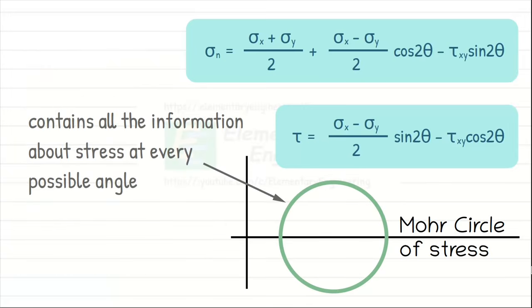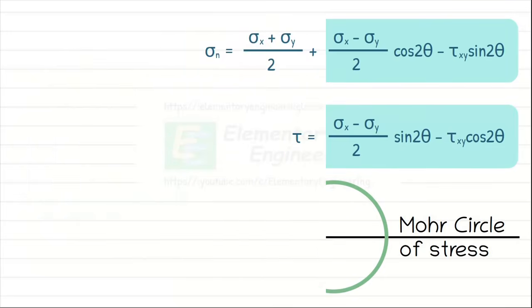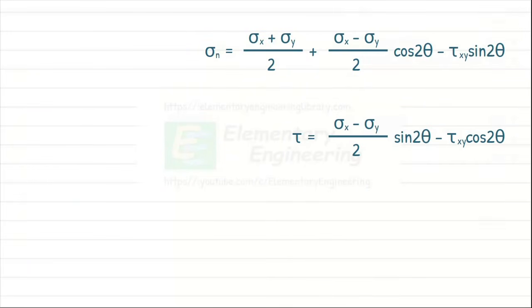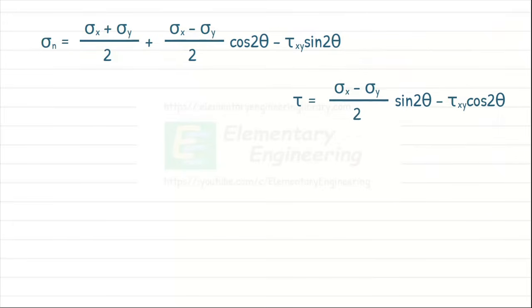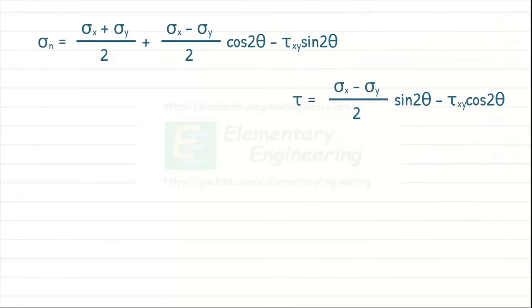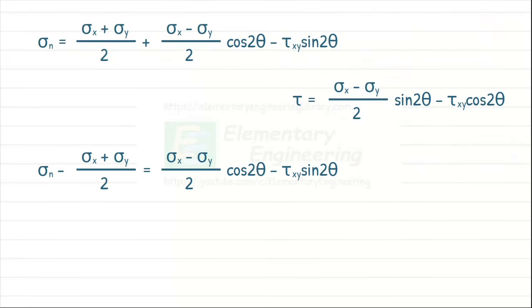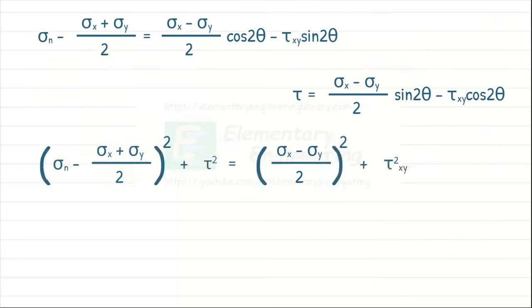This circle actually contains all the information about the stress at every possible angle. Instead of solving these equations again and again for different angles, Mohr showed that we can rearrange these equations to look like a standard formula for a circle. First, we rewrite the equations after a little rearrangement. Next, we square both sides of the equations and add them together. This completely eliminates theta.